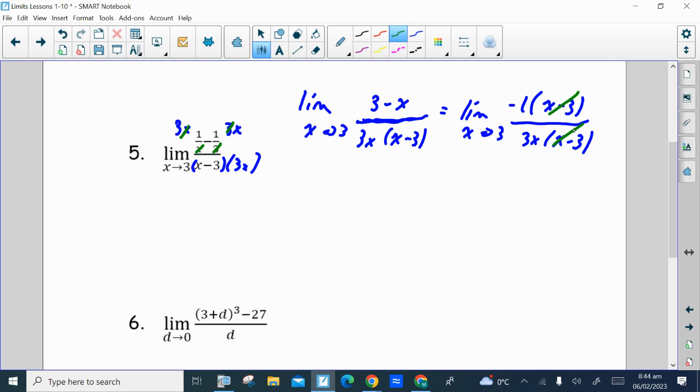And so now the x minus 3's cancel. And now we can evaluate this limit as x approaches 3 by letting x equal 3 in the simplified expression. It would be negative 1 over 9.